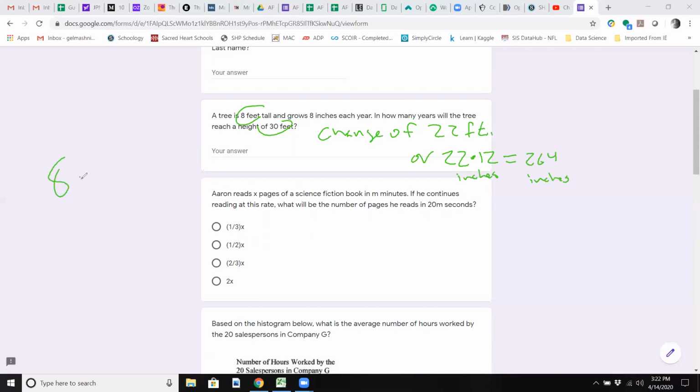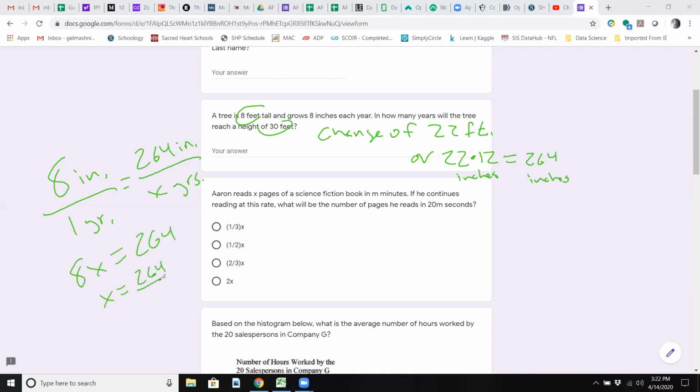Well, if it does 8 inches in 1 year, then you do a proportion. You figure out how many years it takes to get to 264. If you cross multiply, this would be 264 over 8, which I think is 33. So you just have to read it carefully that it started 8 feet, then you got to 30 feet, so it's a change of 22 feet, change to inches, because this is given in inches, right? You set up a proportion. Two ratios of equal value.